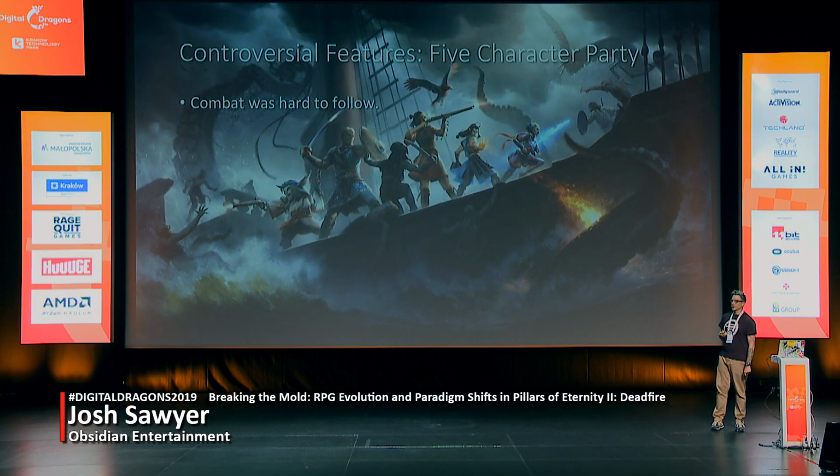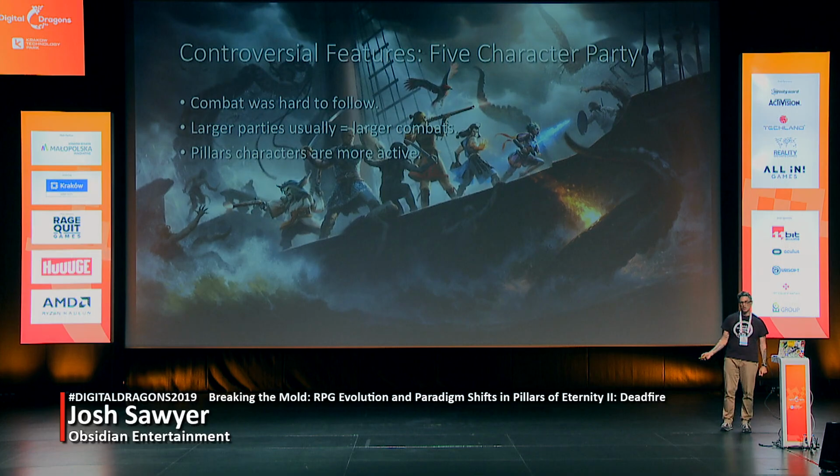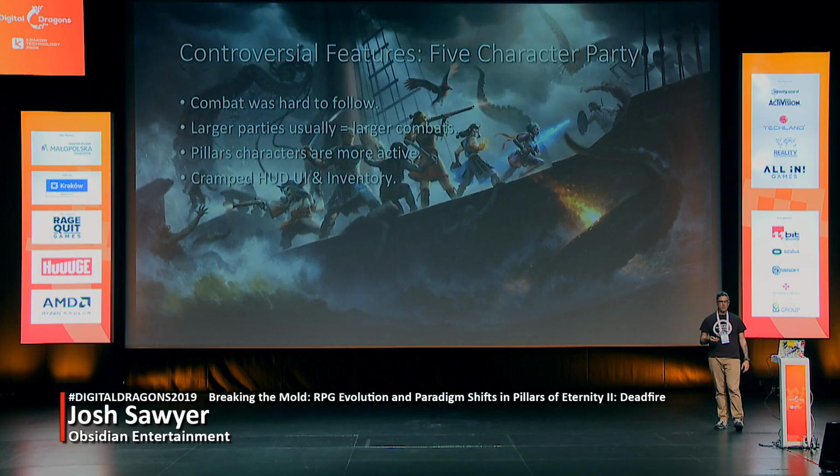So now we're going to talk about controversial features. The 5-character party. Again, we had feedback that combat was hard to follow. Larger parties usually mean that there are more enemies in the battle. Makes sense. Pillars characters are more active than characters in Baldur's Gate and Icewind Dale, on average. Characters like fighters and rogues and rangers in the old Infinity Engine games didn't have a whole lot to do. In Pillars, potentially, they have a lot more to do. That means that you're spending a lot more time managing every character. We found that our UIs were cramped in the HUD area and in the inventory. They were really cramped by having 6 characters.